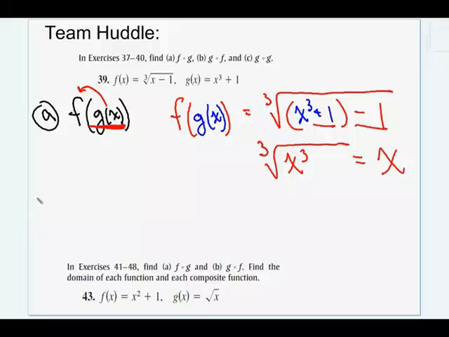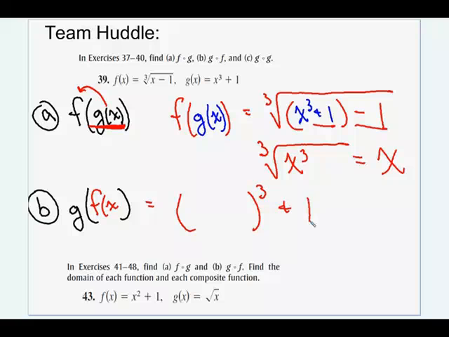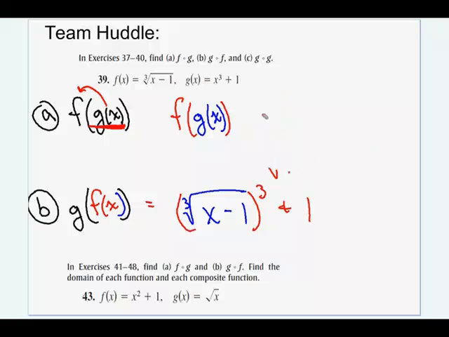Okay, let's try letter B. B is G compose F. G of f of x. So the G function was x to the third plus 1, or something to the third plus 1. Well, now this something is the entire f of x function, and f of x was the third root of x minus 1. Wow, well, you look at that.